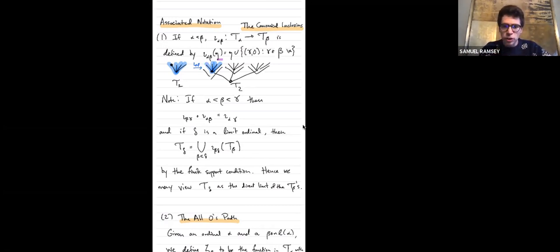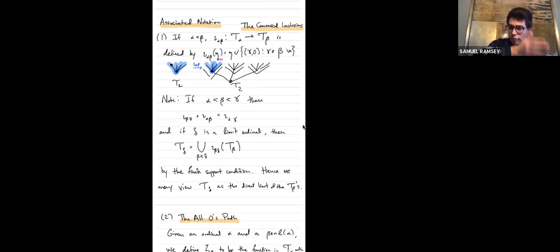And you can see this picture here. If I have T1, which I've indicated in blue, then I can view it as the cone above 0 inside of T2. And likewise, I can see T2 as the cone above 0 in T3, and so on and so forth. So they all fit together along the all zeros path. And these things compose in the obvious way.